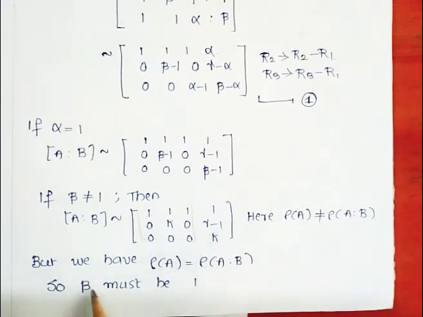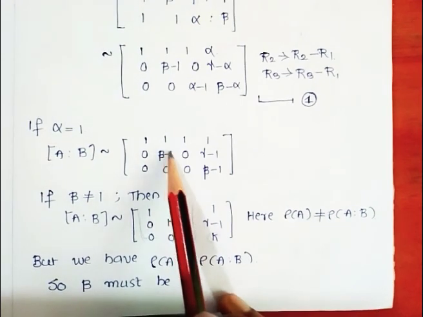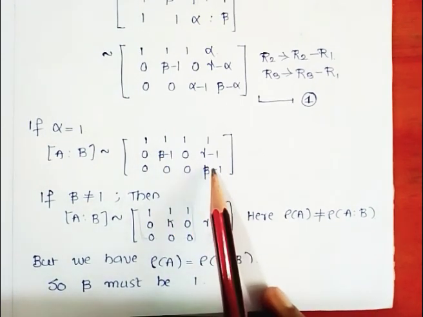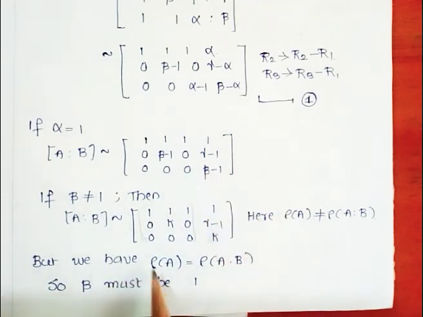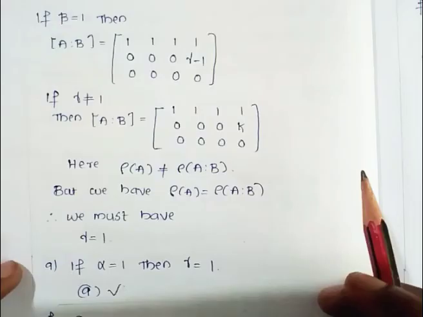For that, beta must be 1. If beta is equal to 1, this term becomes 0, and this term also becomes 0. So for making rank of A equal to rank of AB, we must have beta equal to 1.